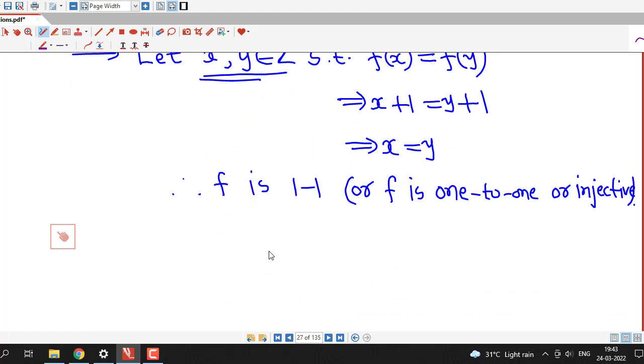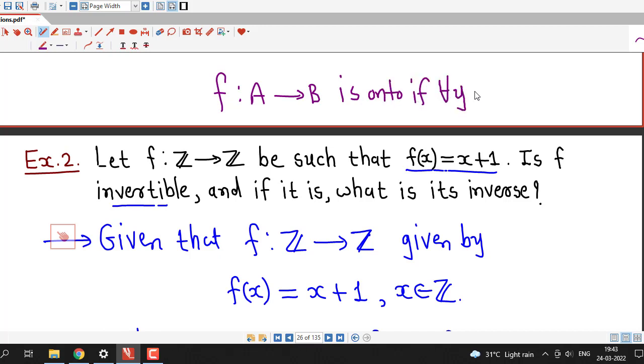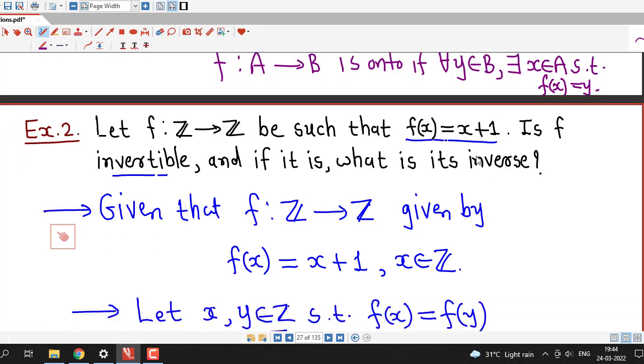Now we check for surjective function or onto function. We just recall a function from A to B is onto if for every element of codomain, for every y in B, there exists at least one element x in A such that f(x) equal to y. If this happens, then we can say that function is onto. Here domain and codomain are Z and f(x) is given by x plus 1.